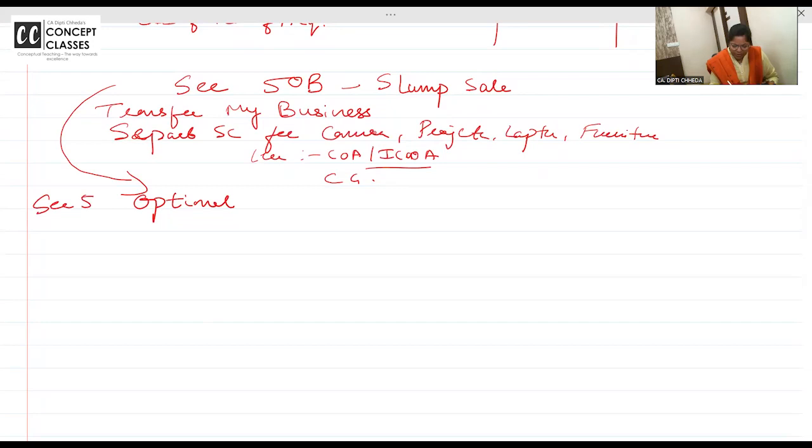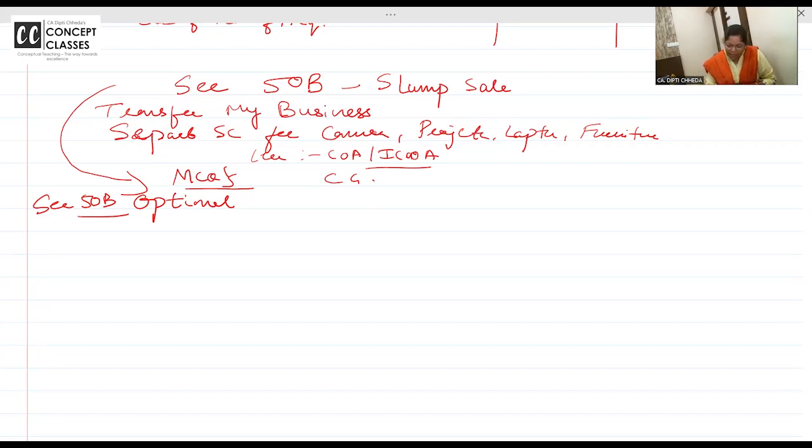What is optional? 50B. This is also asked in MCQs. Is 50B mandatory? No. This is a technique. Like in 44ADA, in business you either maintain the books and calculate the profit, or take a lump sum on your turnover and pay tax on 8% profit. Like that, section 50B is optional. If you want, you go for it.